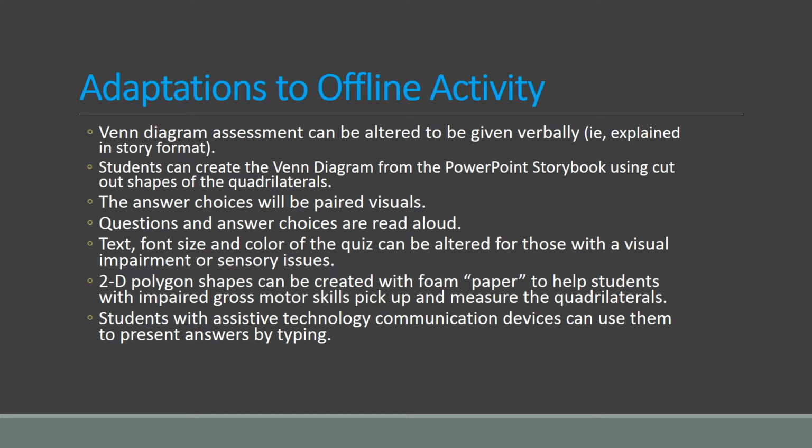The 2D polygon shapes can be created with foam paper to help students with impaired gross motor skills. And students with an assistive technology communication device, of course, can use it to present answers by typing, and a teacher can write their answers down for them.